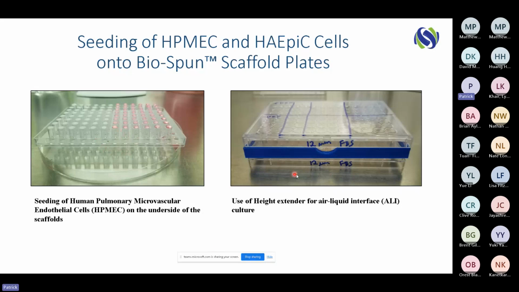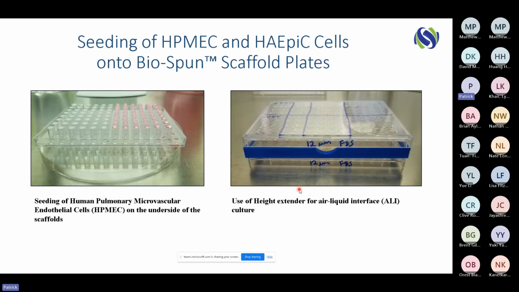The other thing I wanted to show in the right-hand photo is the use of this height extender. Often when we do air-liquid interface cultures, we want to remove all the medium from the apical side and put it only in the bottom, but the wells really don't accommodate that much medium, and we like to be able to give them more medium.